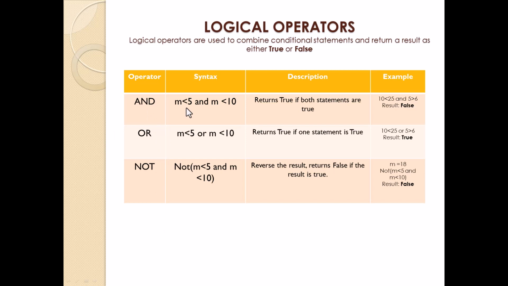Now let's say m is less than 5 and m is less than 10. It returns true if both statements are true. So if m is less than 5 and m is also less than 10, then it means that the statement is true. So let's quickly run some code and see.